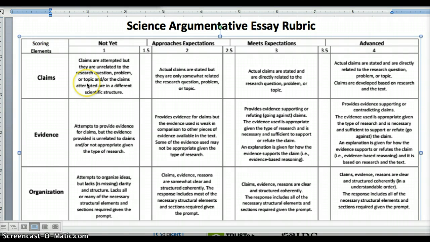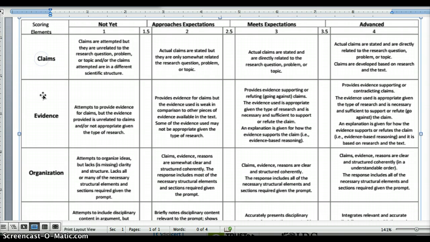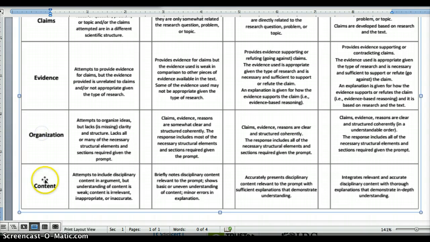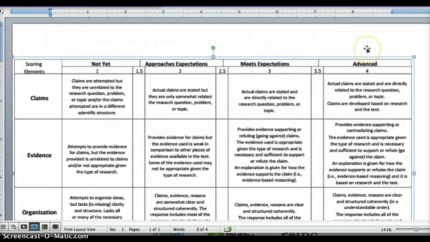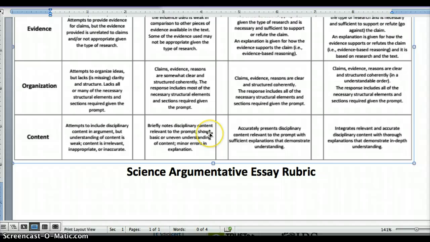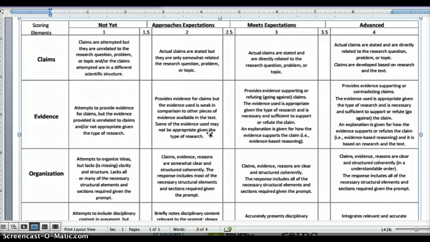So as you look at this rubric, there are four categories. They're listed over here on the left: claims, evidence, organization, and content. Those are the four things that you'll be evaluated on when you're writing your scientific argumentative essays. Each section is worth a maximum of 4 points, as you can see here. Therefore, 4 times 4 means your total essay is worth a maximum of 16 points. What does it mean? Let's break down each category.